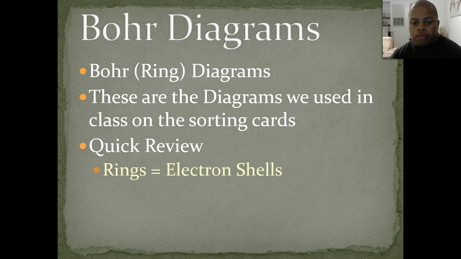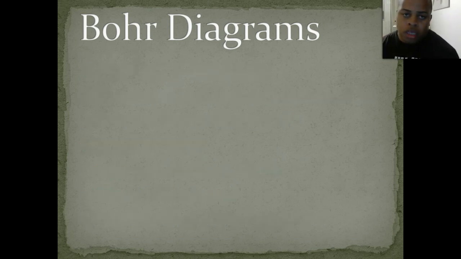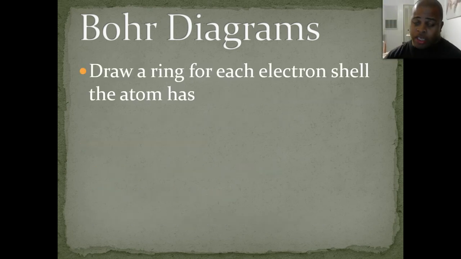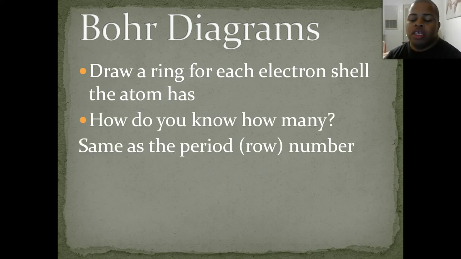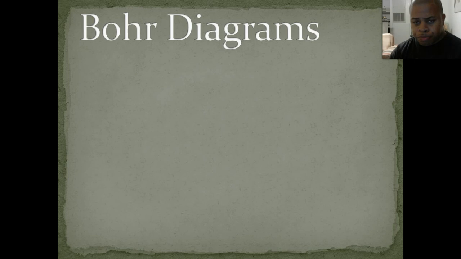Now, quick review. The rings are going to represent electron shells or electron levels. The dots are going to represent the electrons themselves. Let's practice with potassium. So, draw a ring for each electron shell that the atom has. We can tell this piece of information by finding out which period it's in. So remember, groups go down this way and our periods go from left to right. Looking down on our periodic table, we see that it's in the same period or row number. It has 4 electron shells. It's in the 4th period, 4 electron rings.